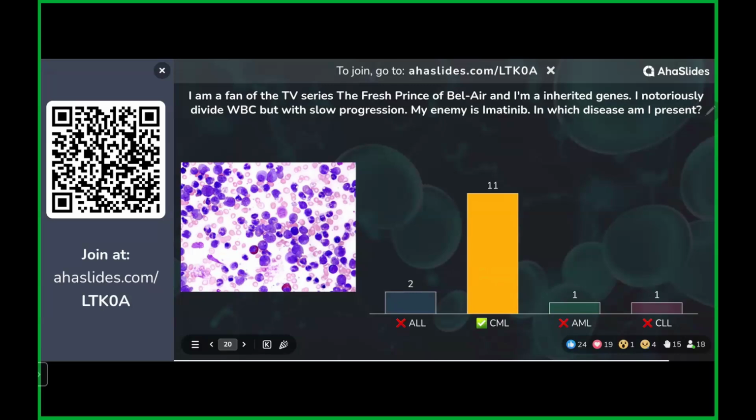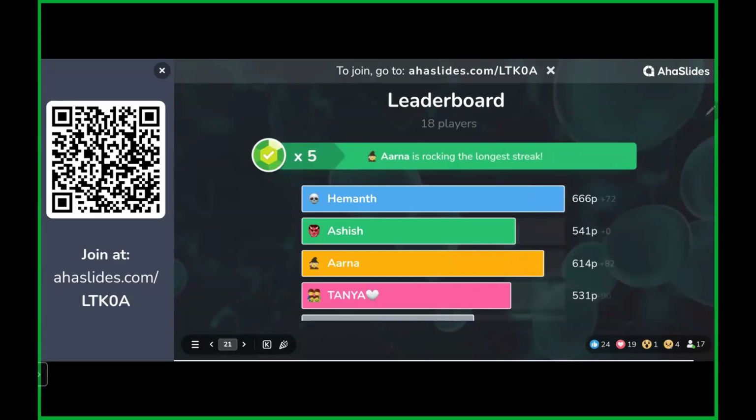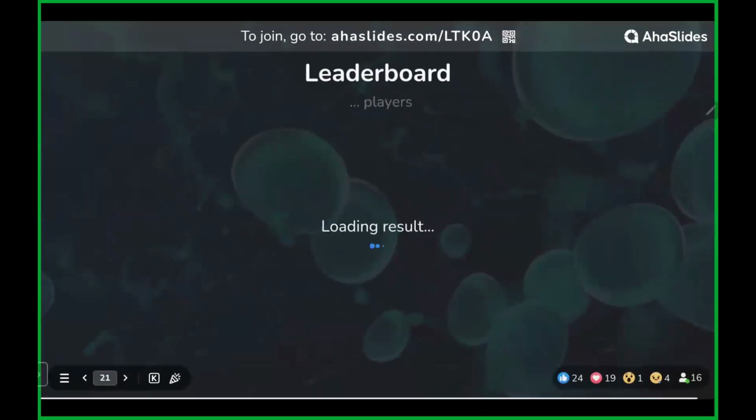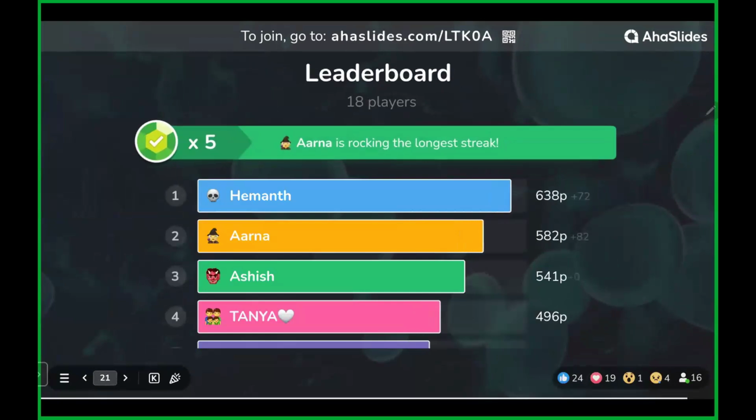Good. So let's review the final leaderboard. Hemant, good. One more quick question for you guys. This is nothing related to points, but how fast you click on the answer. So here we go. The points won't count. So this is the final leaderboard, right? Yeah, this is the finals.